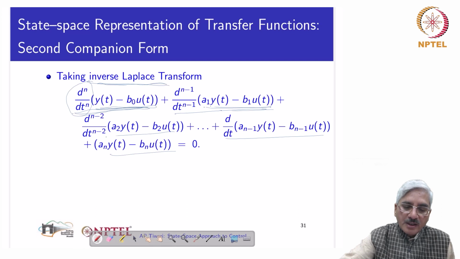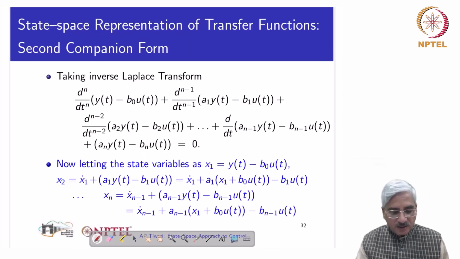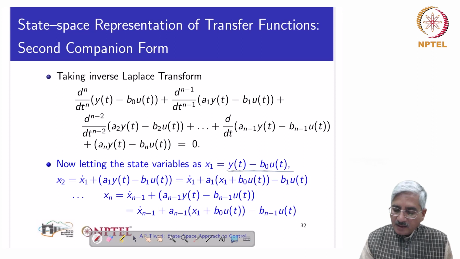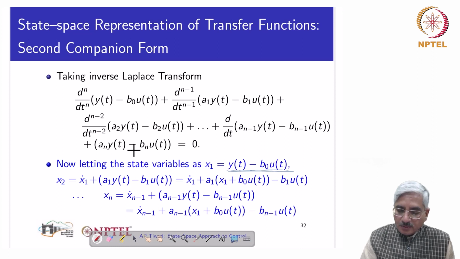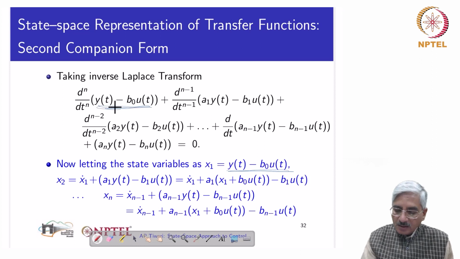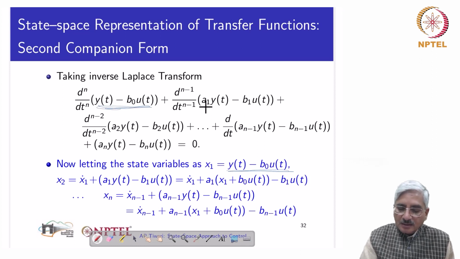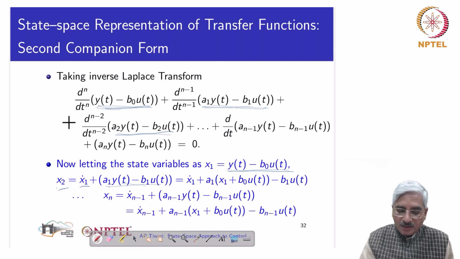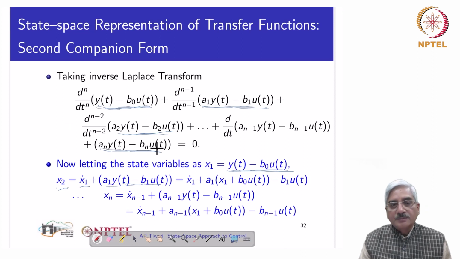And in this, we now identify the state variables. x1 is identified as y(t) minus b0 u(t). Then this one plus x1 dot is identified as x2. This one plus x2 dot will be identified as x3, and so on. This one is identified as xn.